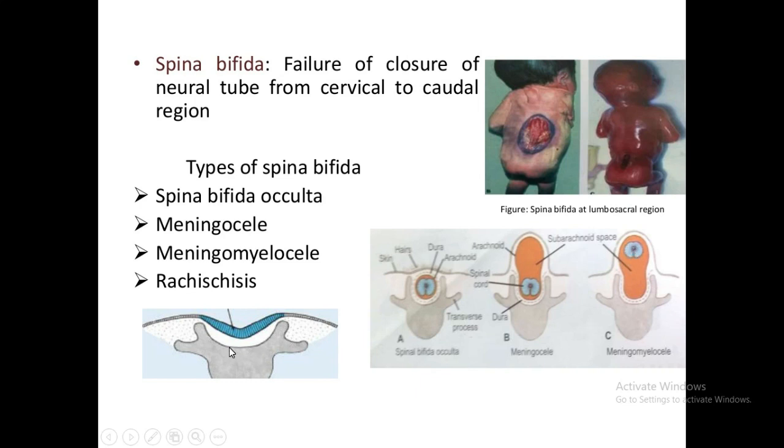And in case of rachischisis, it is a severe form of vertebral defect where the neural plate does not form the neural fold and the neural tissue is exposed to the exterior. It is the severe form of spina bifida or neural tube defect.